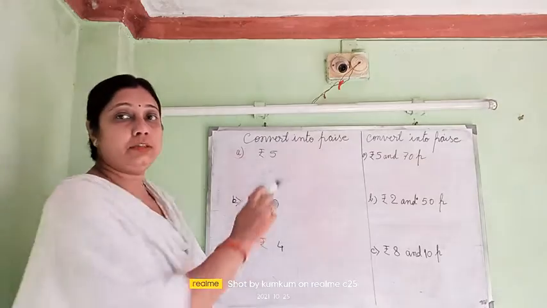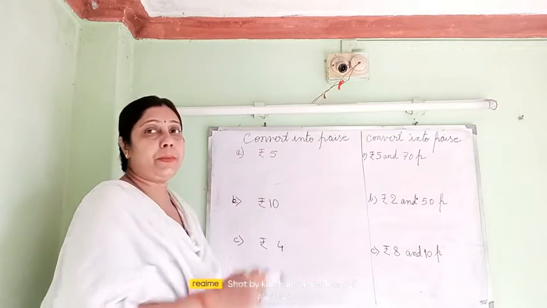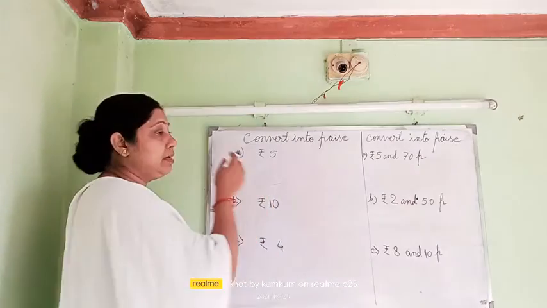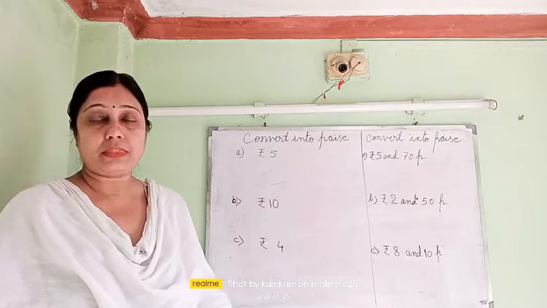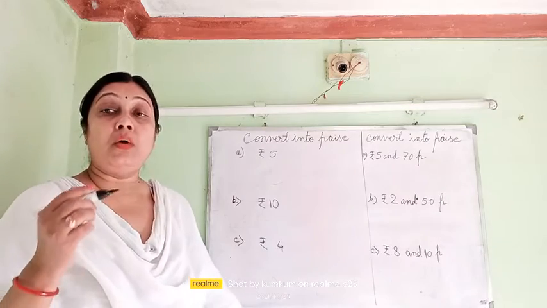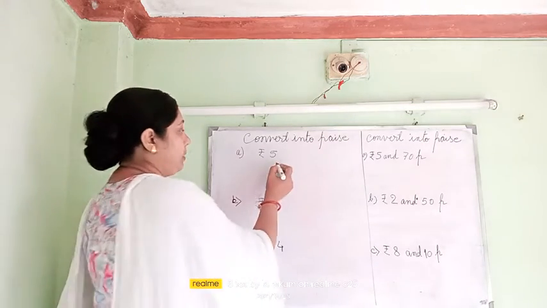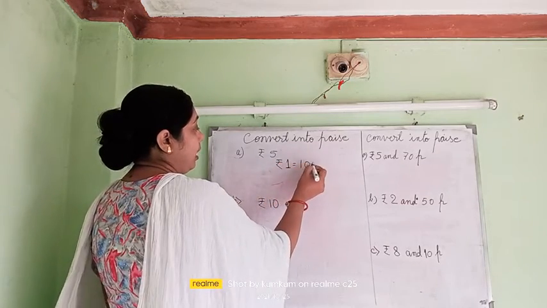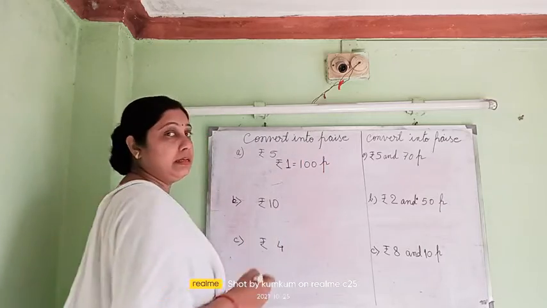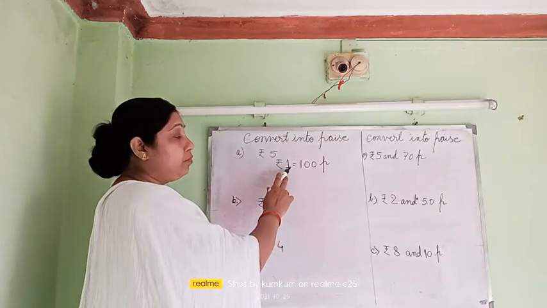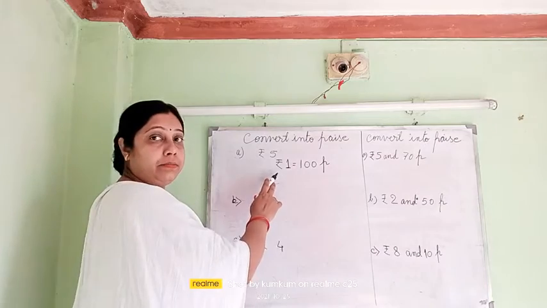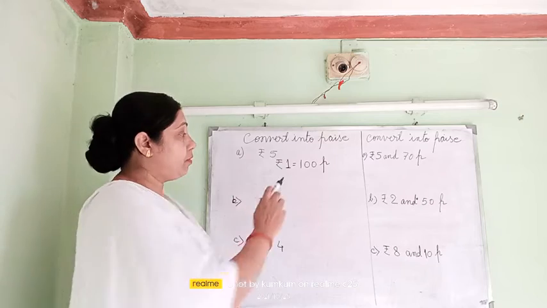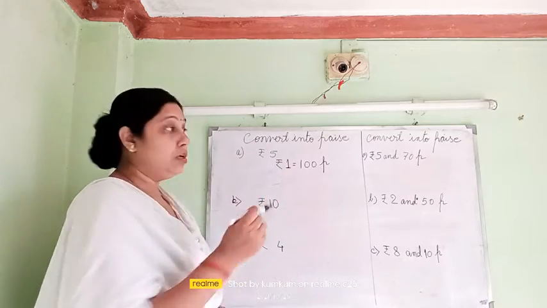See, convert into paise. In short I have written here convert into paise. So we have to convert rupees into paise, whatever is given. See, given rupees 5. So first we have to write down 1 rupee equal to how much. So see, I am writing here 1 rupee equal to 100 paise. Whenever I am telling 1 rupee, while writing I am putting the rupee symbol first and then I am writing number 1. So number 1 rupee equal to 100 paise.